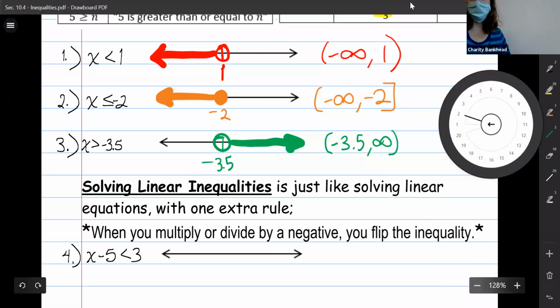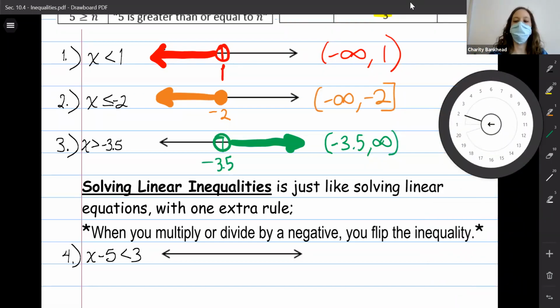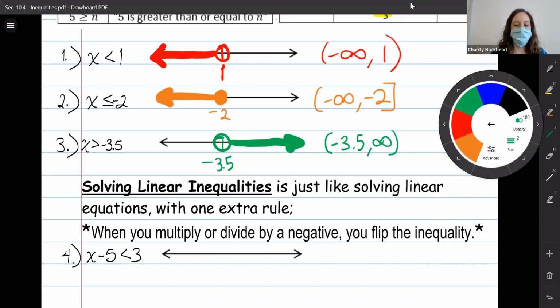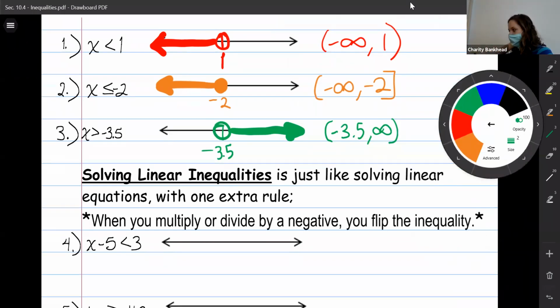Okay, then we're going to look at solving linear inequalities. It's basically the same thing as solving linear equations, which we've done multiple times. There's just one additional rule you have to remember with an inequality: if you multiply or divide by a negative number, you flip the inequality. It'll change from less than to greater than, or vice versa. Other than that, you just treat that greater or less than symbol like an equal sign.